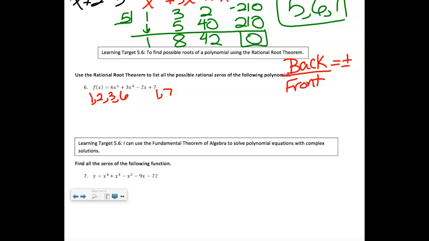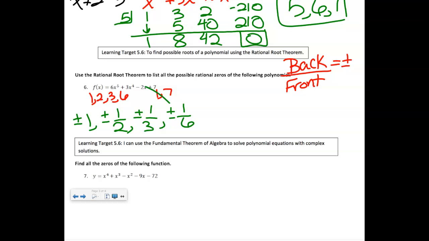Okay, so I'm going to say plus or minus, and I'm going to take 1 divided by 1, which is 1. Then I'm going to take 1 divided by 2, so I'm going to get 1/2. Okay, so we're going to keep going. So I'm going to take 1 divided by 3 and 1 divided by 6. Did we divide 1 by everything? Yeah, so we're done with it.